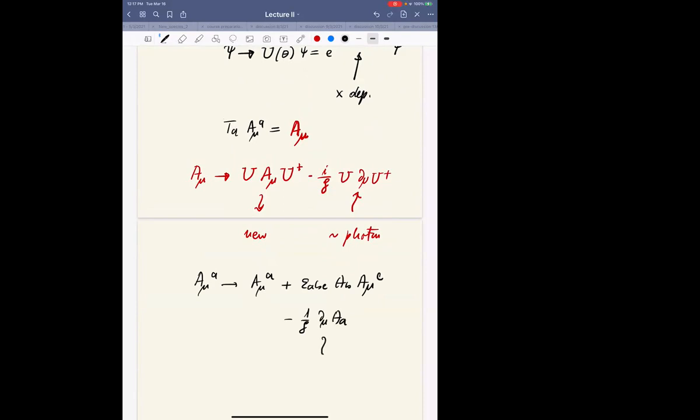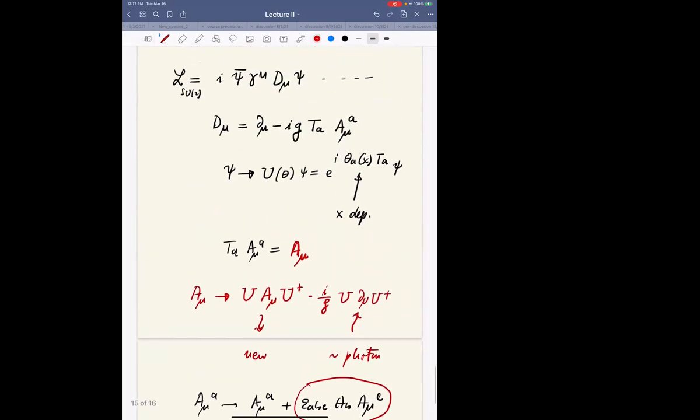This piece is photon-like. But this is, of course, a new fundamental property: gauge bosons in Yang-Mills carry internal charges, okay? They transform under the global symmetry. They are not neutral. How can they be neutral? They carry an index. Obviously, to each generator there is a different A, and that makes all the difference, okay?